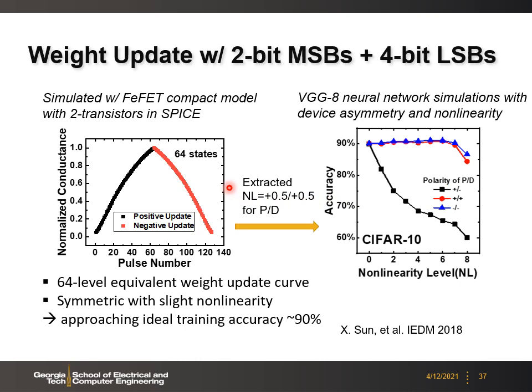From the extracted behavior of this hybrid synapse, we found that the nonlinearity is symmetric with only 0.5 and 0.5 nonlinearity values for potentiation and depression. So with this behavior, we can expect close to 90% accuracy for the CIFAR-10 dataset training. Therefore, this is very useful to achieve approaching software accuracy in the hardware in situ training.